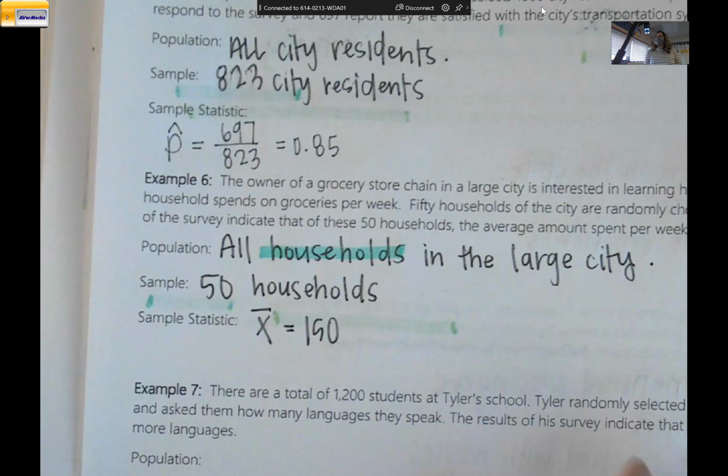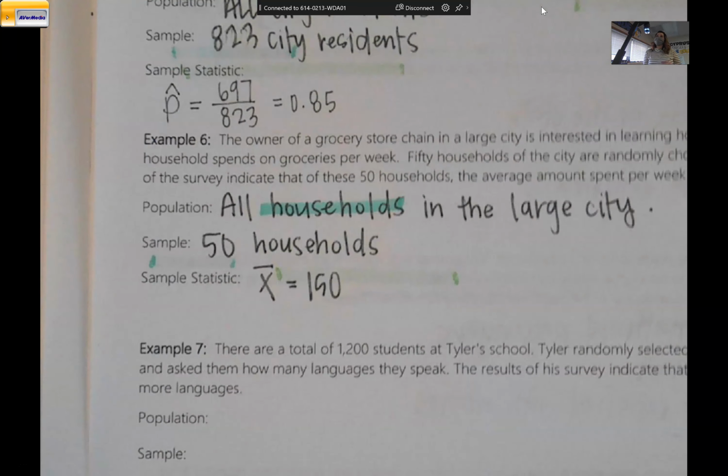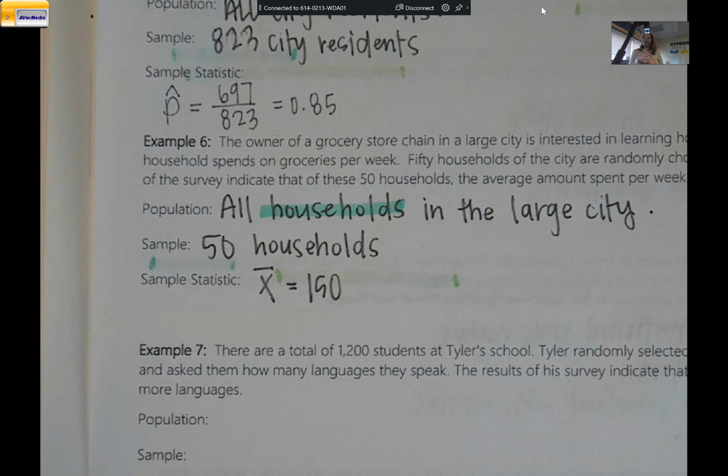Okay, so population is all households. Make sure that you use the word households. All households in this particular large city. So it's specific to this city. Our sample is 50 households.